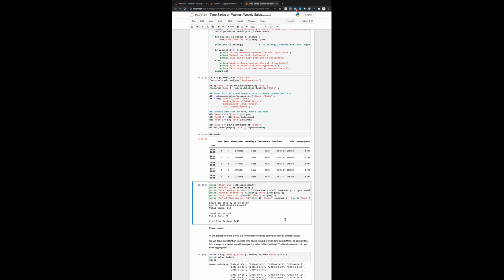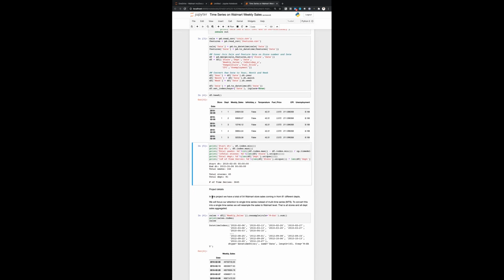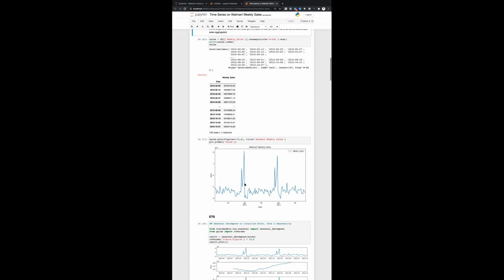But for today's project, what we're going to do is we have a total of 54 Walmart stores coming in from 81 departments. And we already know that this is a multiple time series. Although we're going to convert into a single time series, which will represent the sales of Walmart coming in from each store and each department, but now aggregated together such that it's not the store department level sales, rather it's Walmart level sales.